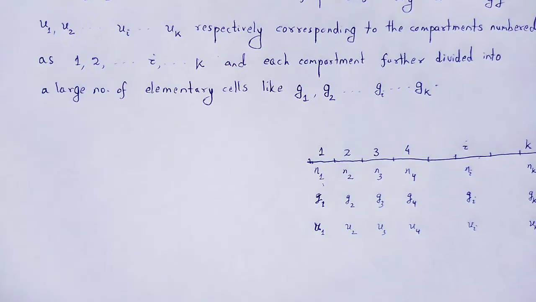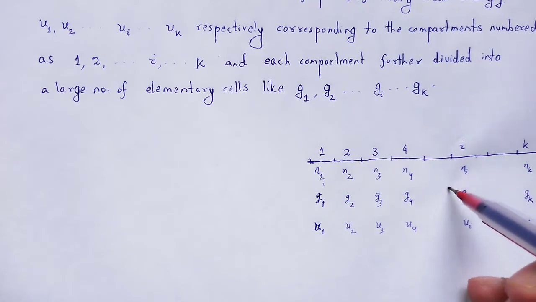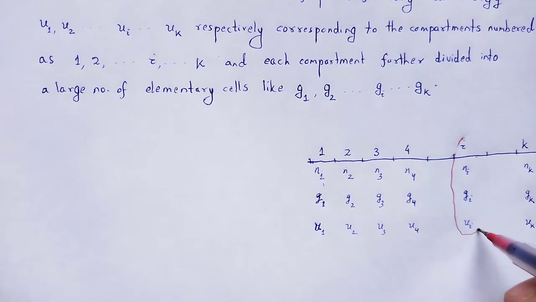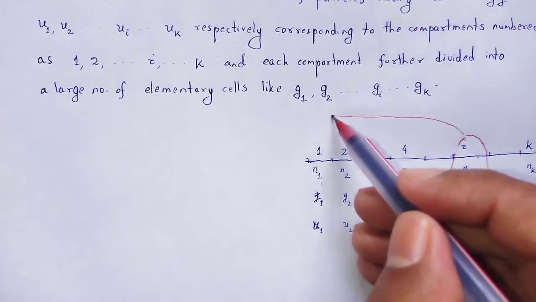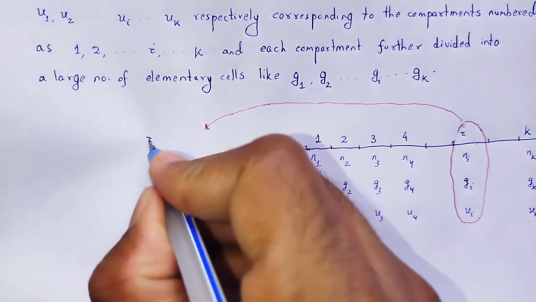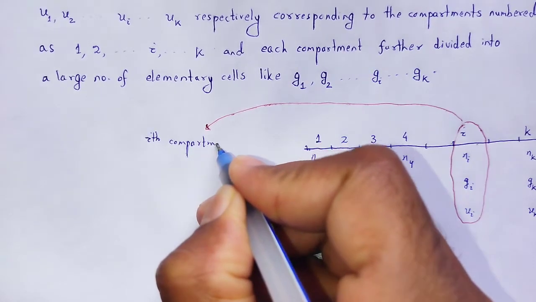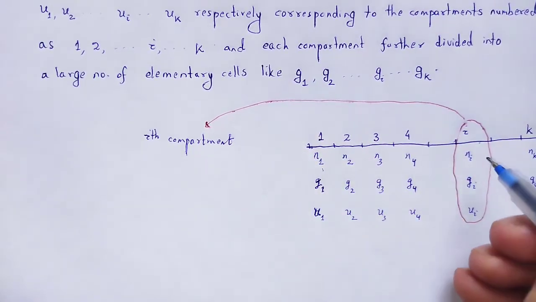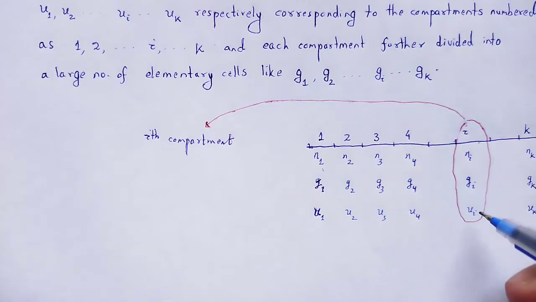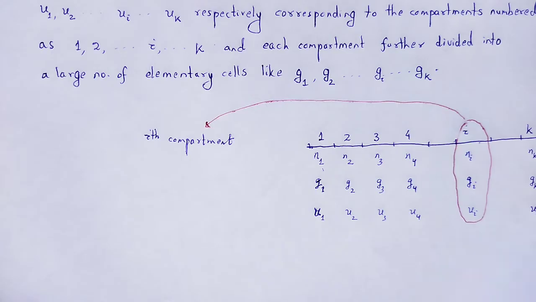To calculate that statistics, let us choose the ith compartment. This is the ith compartment. For the ith compartment, it has ni number of particles having mean energy ui and the number of elementary cells as Gi.